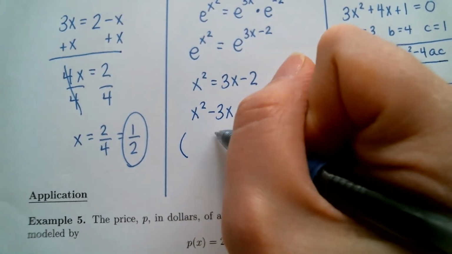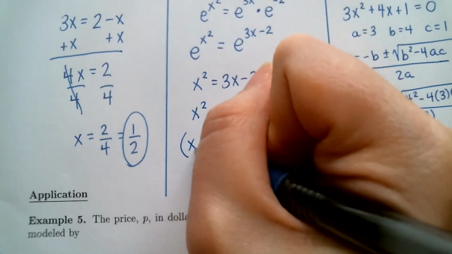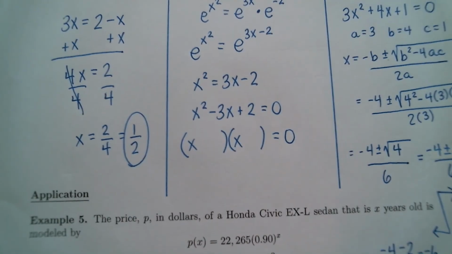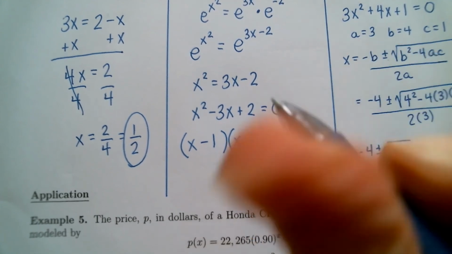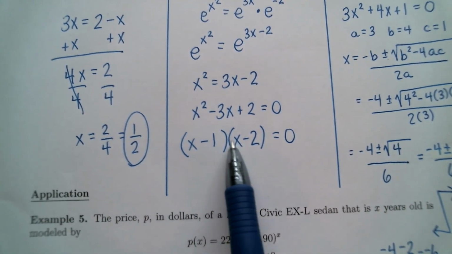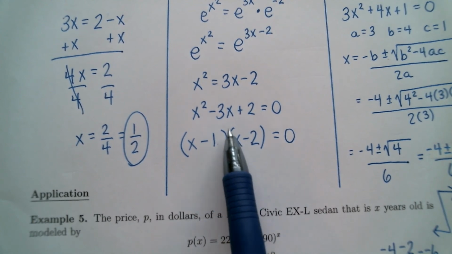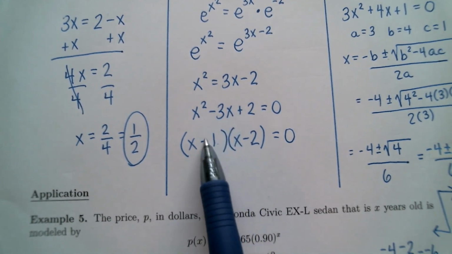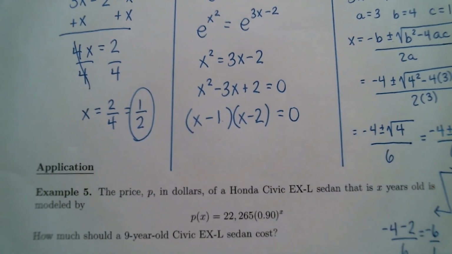Okay, so we need to break this down. x squared breaks down into x times x. And then I think this will break down into this. Let's check. We might have to do some guess and check here. So x squared minus 2x minus 1x, those combine to give you the -3x, and then -1 times -2 is +2. All right, so we factored it.